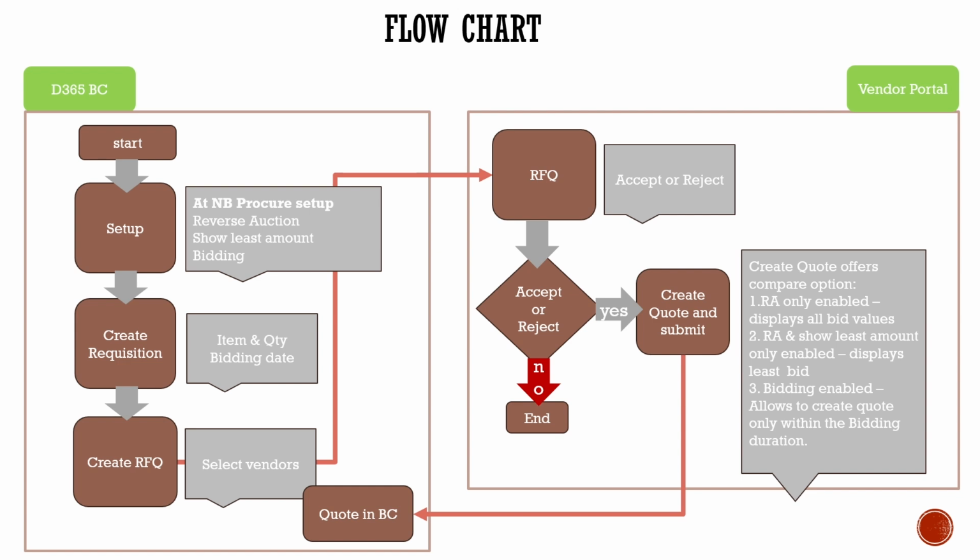The system releases the RFQ. The vendor will get a notification. The vendor will accept the RFQ and go ahead and create a quote. But while creating a quote, they can see the other vendors' quotes and decide on what kind of price they want to quote. And then these submitted quotes get synchronized into BC, which can later be converted into a PO after the due comparison process.